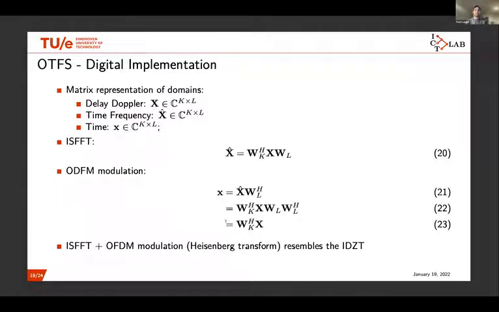And this is actually nothing else than what I presented before, taking the inverse Fourier transform along the columns, and we get then our matrix here. So from that perspective, we can see that the inverse symplectic finite Fourier transform plus the OFDM modulation resembles the inverse discrete Zak transform.